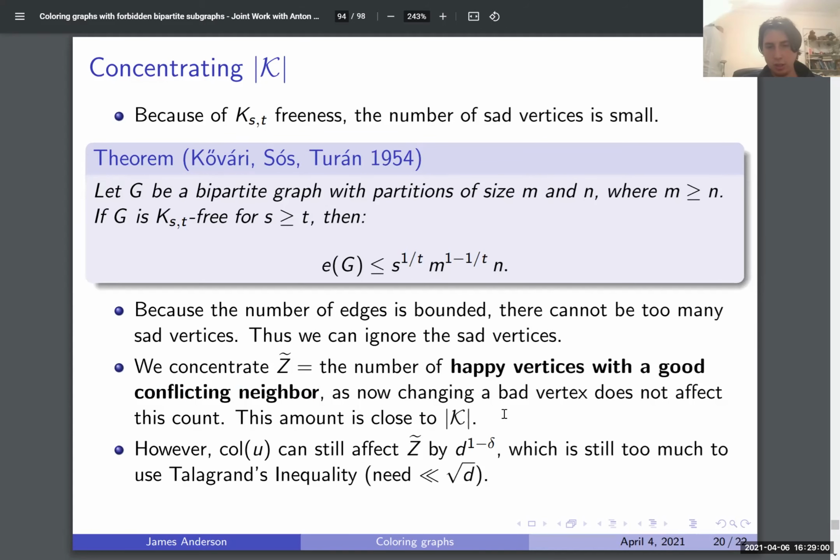And so there's still a problem. We still haven't gotten over our hurdles. Changing the color of U can still affect Z tilde by D to the 1 minus delta, which is still too much to apply Talagrand's inequality. What we really need is a factor much less than the square root of D. And because this delta is quite small, we don't have square root of D. We have something close to D to the 1.